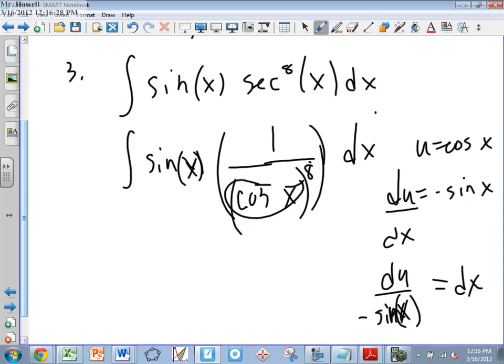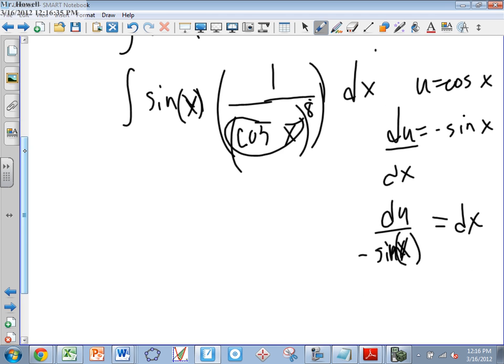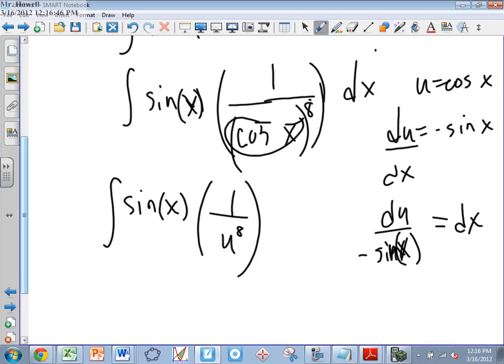I know, it got worse. Sorry. And now we plug in. I have a sine of x here, so clearly it's going to cancel. So I have the integral of sine x times 1 over u to the 8th, times du over negative sine of x. We all notice the negative, right? So bring it out front as a negative in the denominator. So the front becomes 1 over negative 1, but that's just negative 1. Don't forget that.